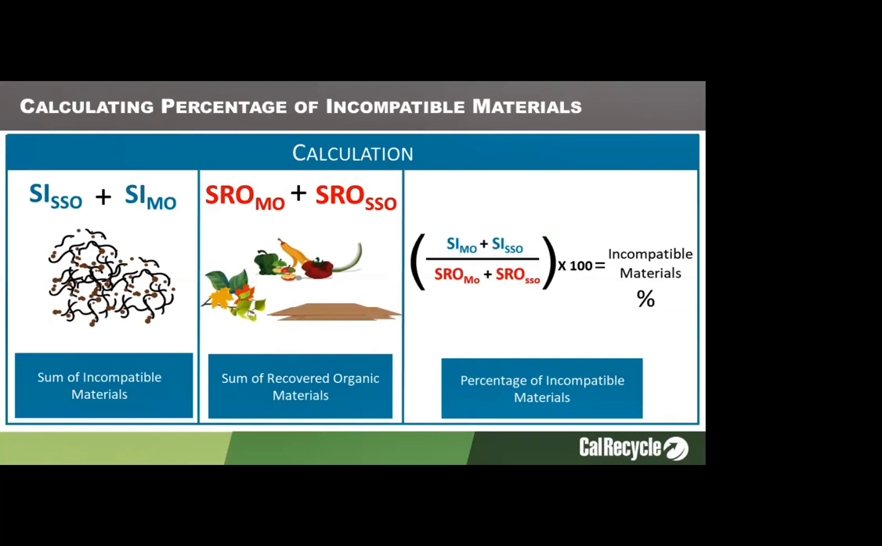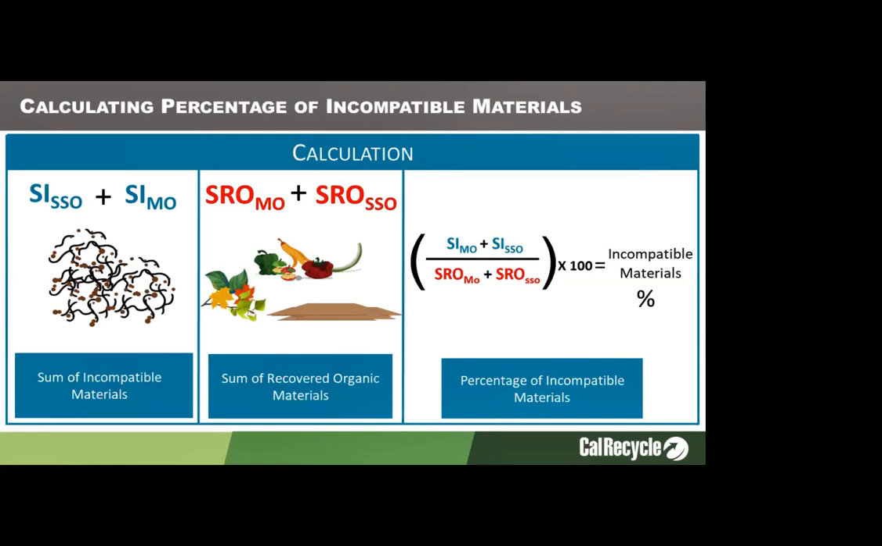Like we saw before, SI is the sum of incompatibles, either from the MO or SSO. SRO is the sum of recovered organics, either from the MO or SSO. In this equation, we first have to determine the combined sum of incompatibles and the combined sum of outgoing materials sent for recovery. By adding the SI from the MO and SSO together to get the combined sum of incompatible materials. Adding the SRO from the MO and SSO together to get the combined sum of recovered organics.